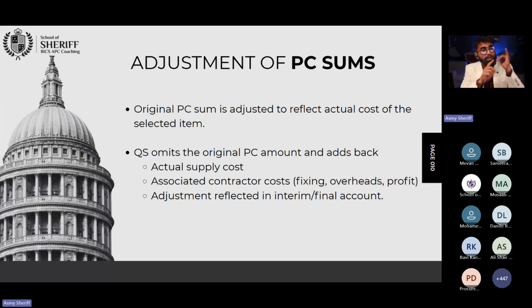So first, what did you do? First, you omit the original PC or PS amount. We will learn later also about the PS, right? You are going to omit that. Then second, you are going to include the actual supply cost the contractor incurred. Then you are going to include the contractor's actual general requirements, overhead, fixings, profits, and everything. And finally, you are going to adjust the variation.